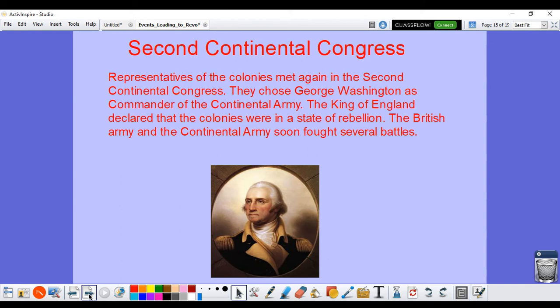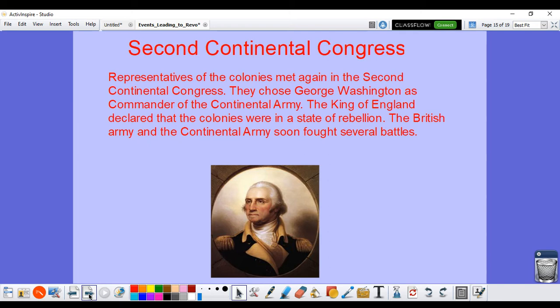Now, after all this happened, the representatives still met again at the Second Continental Congress, and they chose that they were going to have to go to war with England and that they needed a fierce and noble leader to be the general of the Continental Army, or the army that would represent the colonies. So they chose a fierce general who had fought bravely in the French and Indian War, and his name was George Washington. The King of England declared that the colonies were in a state of rebellion, and soon the British and the Continental armies would fight in several battles.